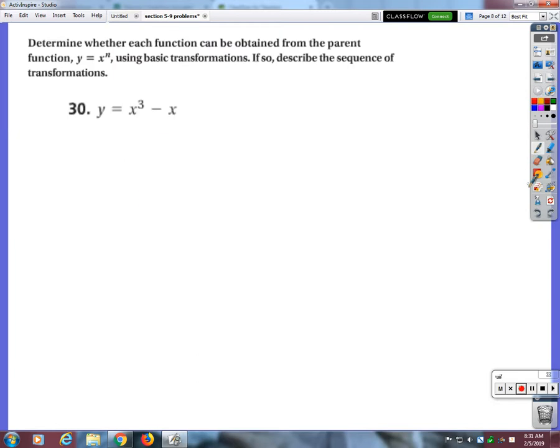All right, determine whether each function can be obtained from the parent function y equals x to the n using basic transformations. Okay, well the answer to 30 is no, because if you're starting with x cubed, subtracting x is not one of our transformations.